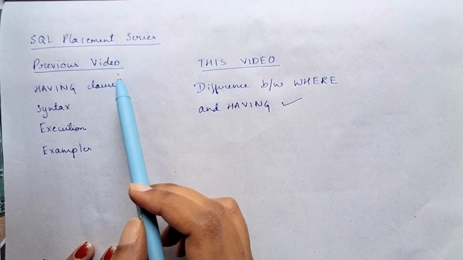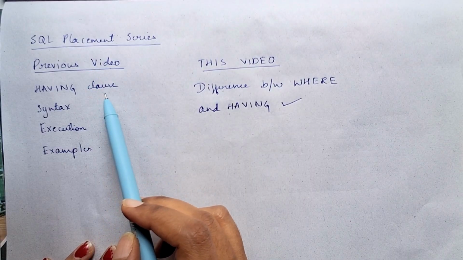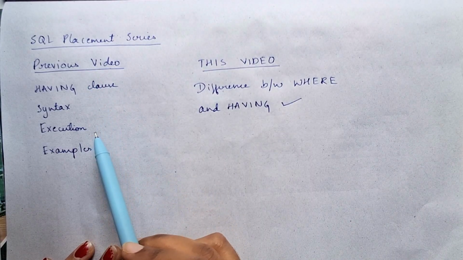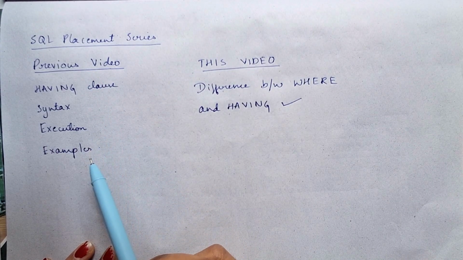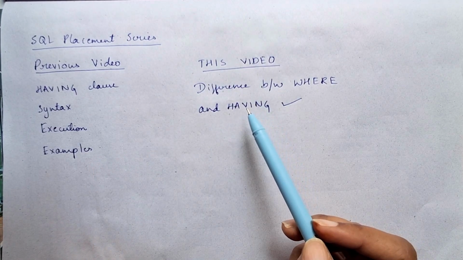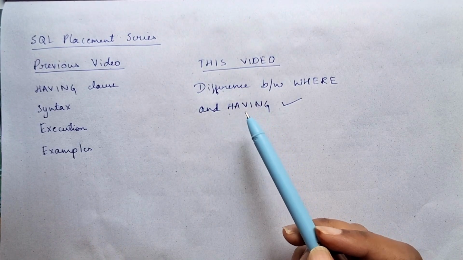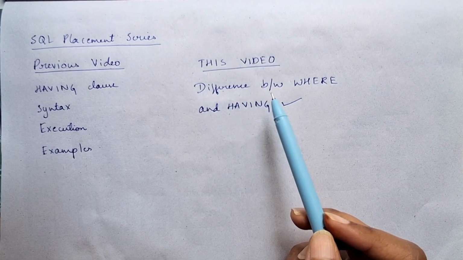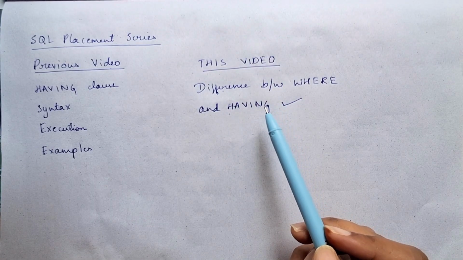In the previous video, we learnt the having clause, its syntax, and the order of execution, and some examples. Now, let's learn something that confuses many beginners but is very important for interviews. That is the difference between where and having clause.